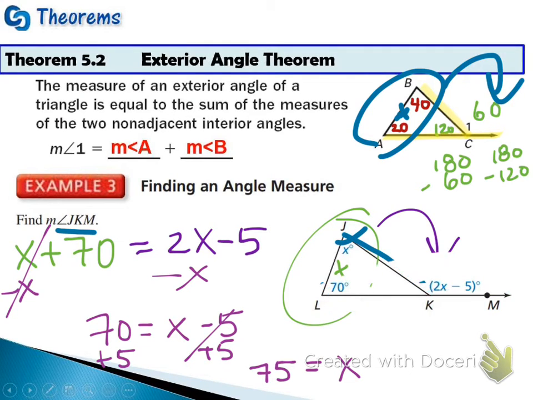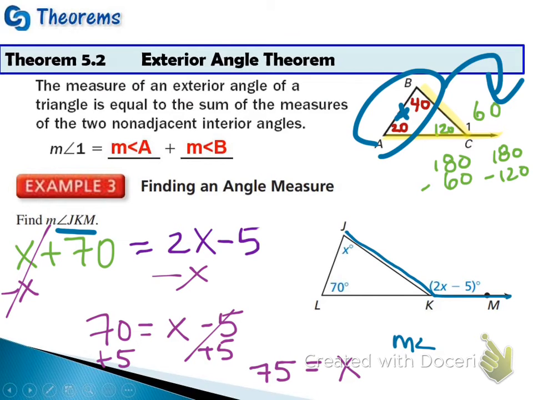There are two ways to do this. I'm going to show you. If you're not good at math, which you guys are all in honors, so I hope you are. But if maybe geometry isn't your forte, you can automatically plug it in here, JKM, and you get the right answer. 2 times 75 minus 5. What's 2 times 75? 150. And then minus 5 is 145.